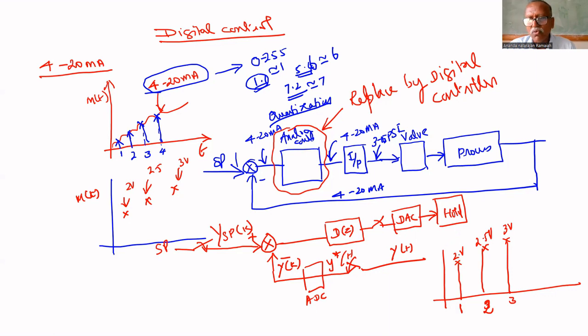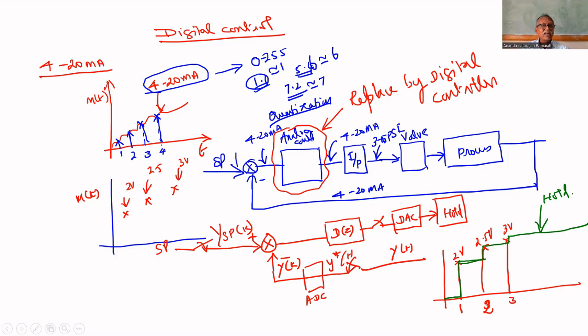hold circuit is there. That hold circuit will retain this 2 volt up to the next sample value. So initially it is 0, then it rises to 2 and remains 2 up to the next sampling period. At the next sampling period, DAC output is 2.5 volt. Again, it rises to 2.5 and remains 2.5 till the next sampling period. At the next sampling period, it is 3 volt. After that, it remains 3 volt. The function of the hold circuit is to retain the DAC output till the next value.